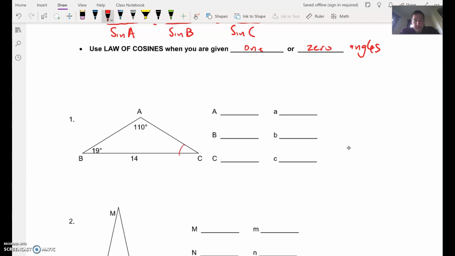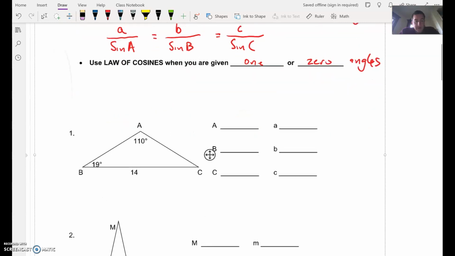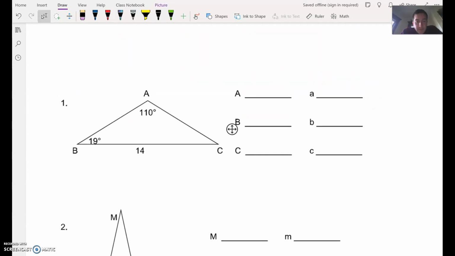We could find that one by subtracting, and we'd use law of sines there. Let's go ahead and just do one example of that, and then we'll do 2 examples of law of cosines. Okay, so let's put our given down. Angle A is 110. Angle B is 19. 110 plus 19 is 129. 180 minus 129 is 51.